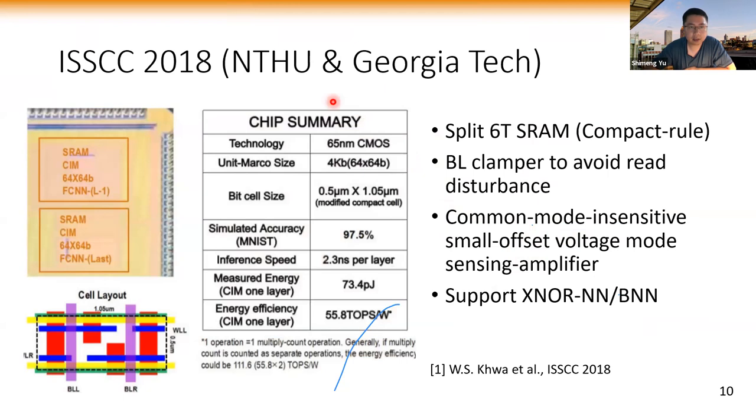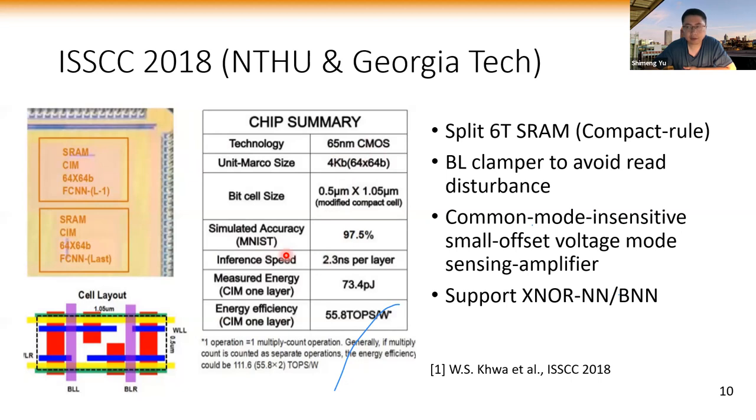This is one design we worked on with National Tsinghua University in Taiwan, Professor Meng-Fan Chang's group. This is one of the earliest demonstrations of SRAM-based computing memory. Here we use a split 6T SRAM cell with a compact design rule from the foundry. Here is a summary of the chip. It's based on 65 nanometer, and here we demonstrate MNIST.